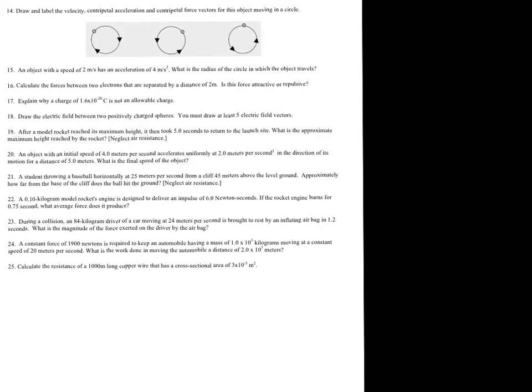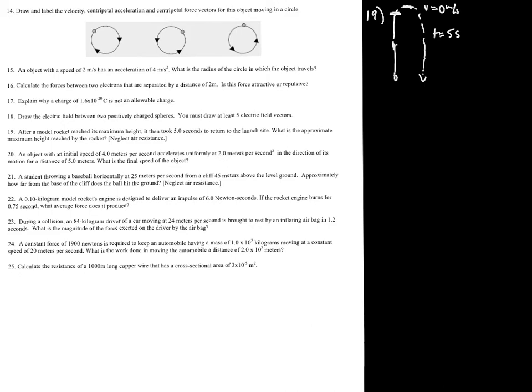Alright, now we're up to number 19. After a model rocket reached its maximum height, so we have an object being launched up, and it reaches its maximum height all the way up here. It then took 5 seconds to return to the launch site. So it goes up and it comes back down. So this part, the way back down, took 5 seconds. Now we're at the peak here. And remember that at the peak, the velocity is equal to 0.